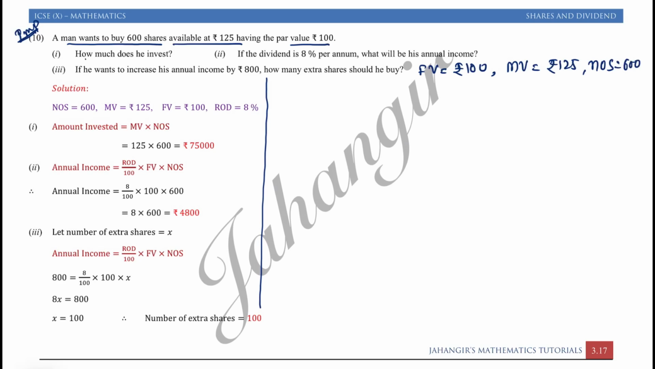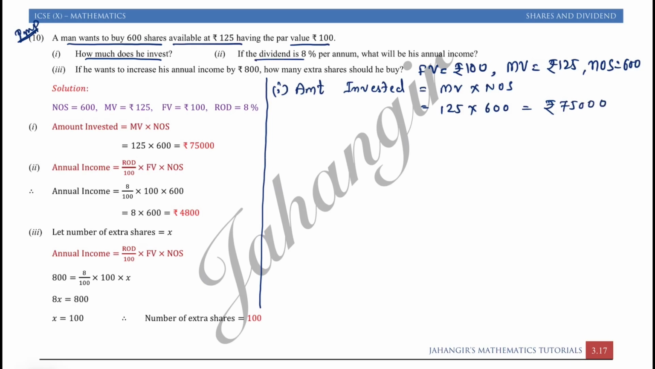Now how much does he invest? First question, amount invested. Amount invested is equal to market value into number of shares. So market value is 125 into number of shares is 600. So multiplying, you will get rupees 75,000. Simple. First question was very simple.